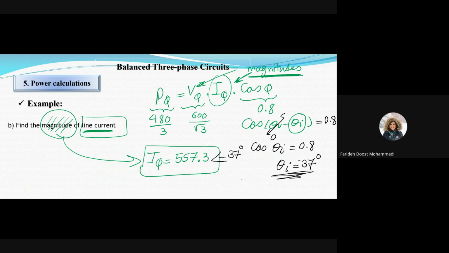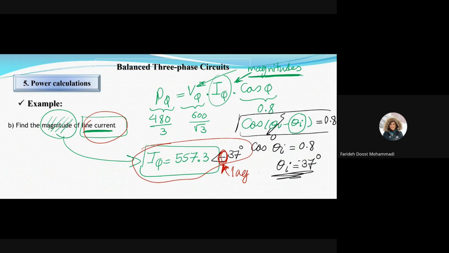So using this equation, I can solve for theta I, but it doesn't really show me if it's positive or negative. Because I know that the load is lag, I'm going to add this negative here. So if I'm asking for the line current, this is what you need to give me. You need to provide both the magnitude and the angle. The magnitude alone is not going to be sufficient. But here we are looking for the magnitude, so you're good if you have only the magnitude.